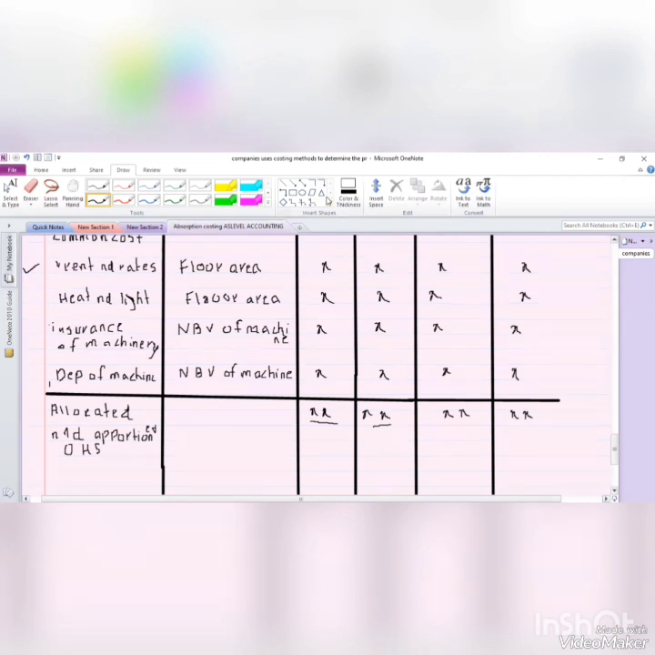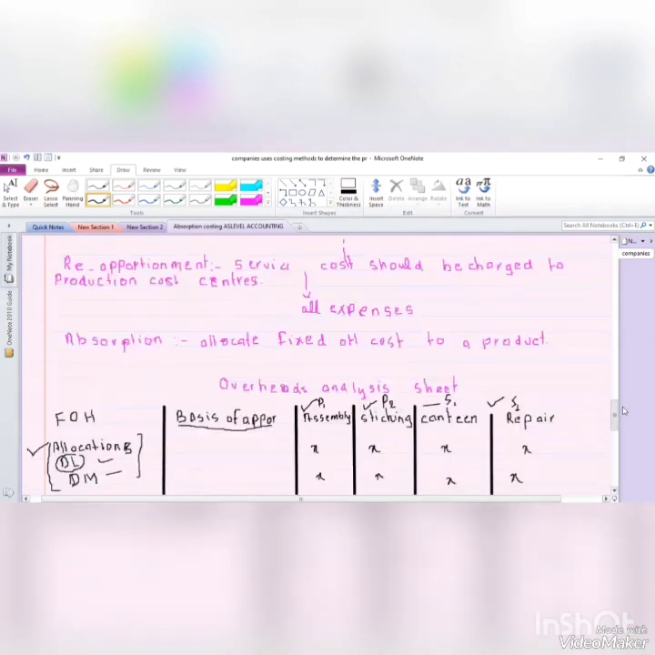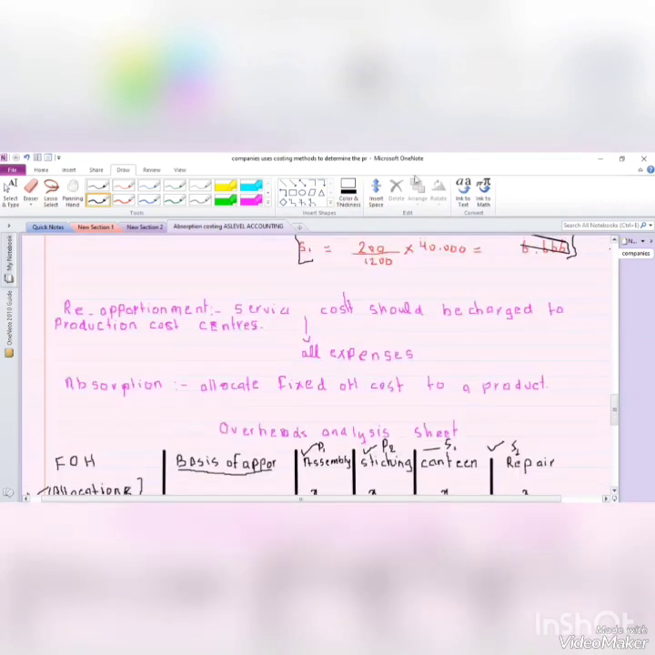Okay, so we have two other steps now in our overhead analysis sheet, which are reapportionment and absorption. We will discuss these two steps in the next class.